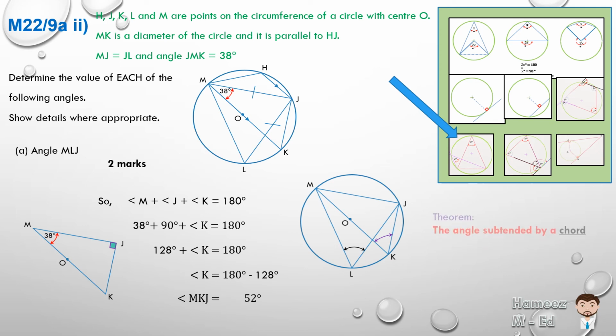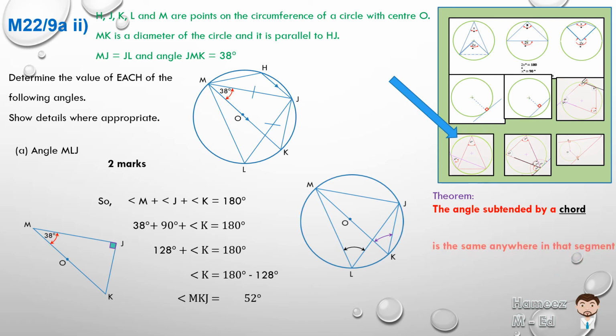So the theorem states the angle subtended by a chord, which in this case is JM. From J and M, we were able to form the angle at K, and from J and M, we can also form the angle at L. So the theorem says that this is the same anywhere in that segment.